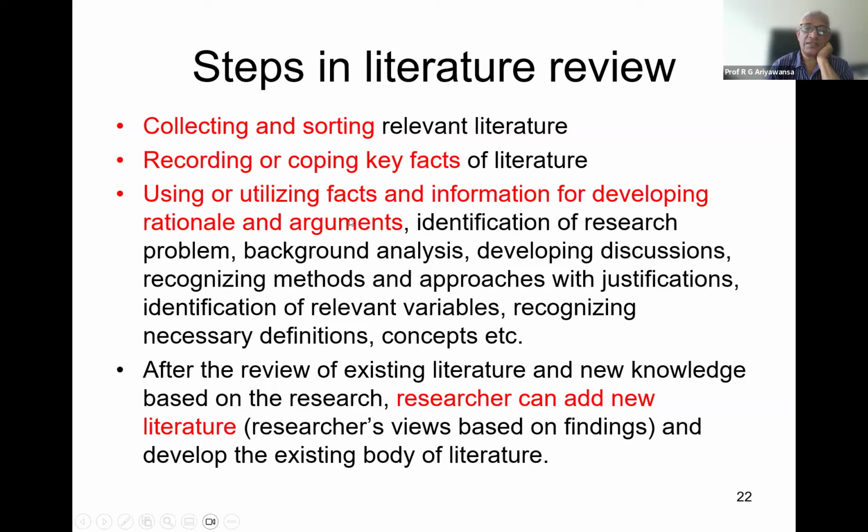And having understanding, having analyzed the background itself is new knowledge. Because having analyzed the background and having developed a discussion and recognized new methods, etc., you can provide new knowledge. It's also new knowledge. You are adding new knowledge.